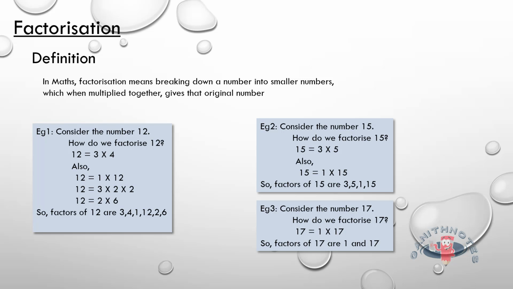Let's go to another example. When we consider the number 17, can 17 be written as the product of smaller numbers? We can write 17 only as 1 into 17. There are no other factorizations possible for 17. So 1 and 17 are the only factors of 17. So the factors of 17 are 1 and 17.